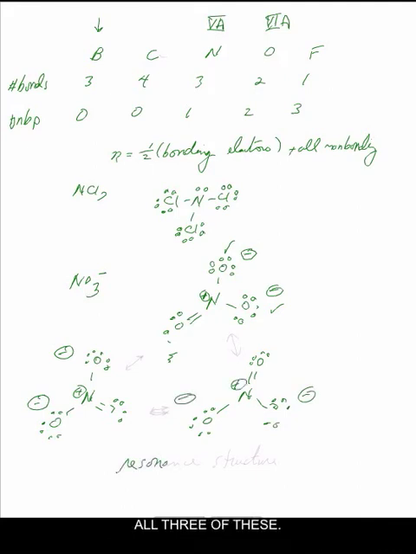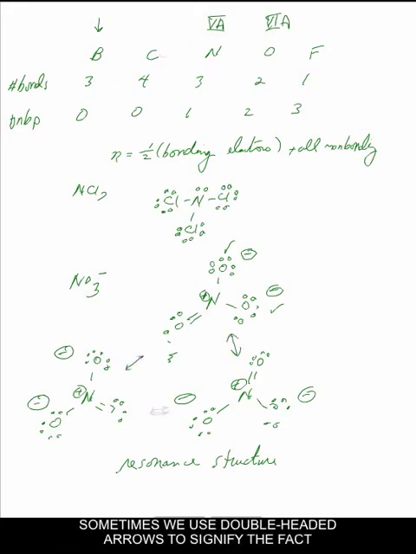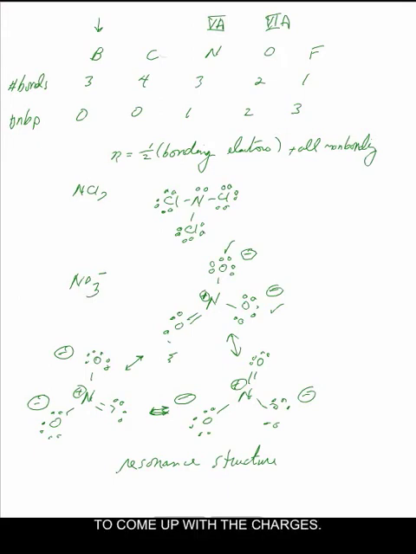These are what we refer to as resonance structures. All three of these structures represent an approximation, if you could imagine adding these in your mind, to the real structure. Sometimes we use double-headed arrows to signify the fact that we represent our structure with all three different Lewis structures here. They're all obeying the octet rule, but you're having to use a little strategy here to come up with the charges.